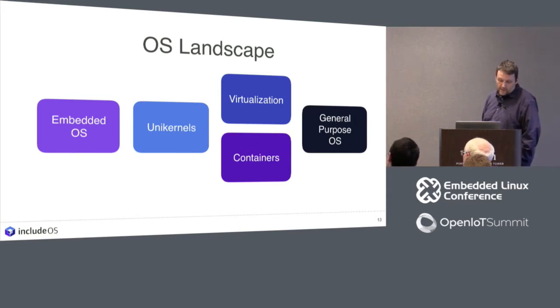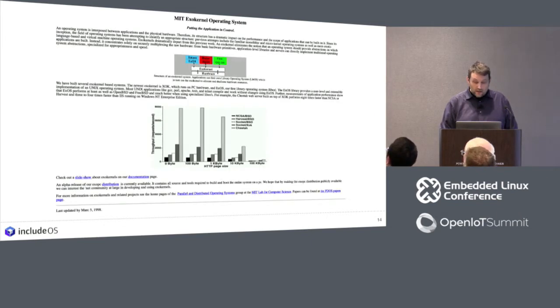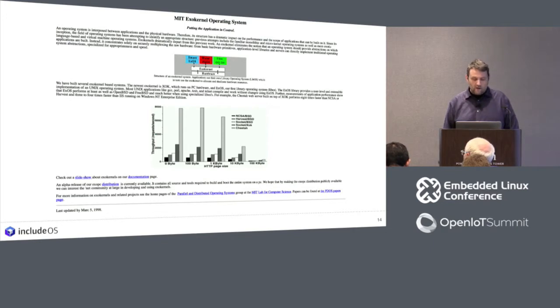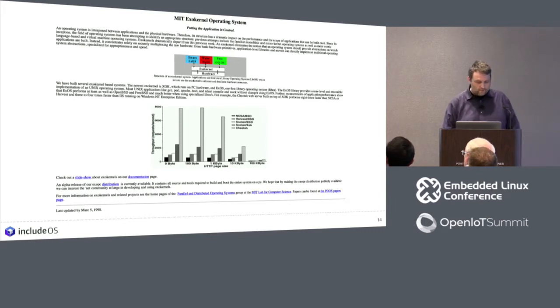So let me give you a few points about what unikernels are. It's not a new concept. MIT worked on so-called exokernels in the mid-90s, and there are many other current ones now. You have Mirage, which is written in OCaml. You have OSV, which is written in Java. And you have RumpRun unikernels. They are written in C and mostly based on BSD. This concept is also known as a library operating system.